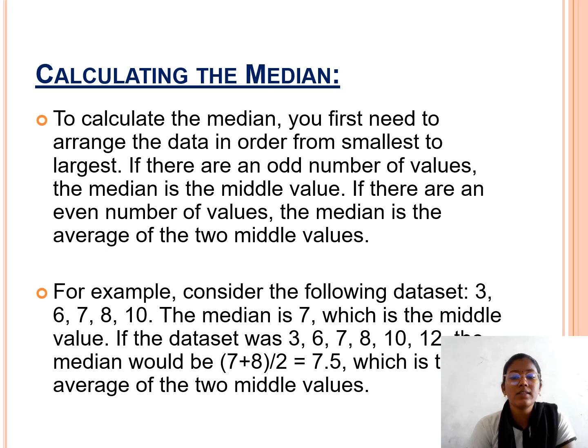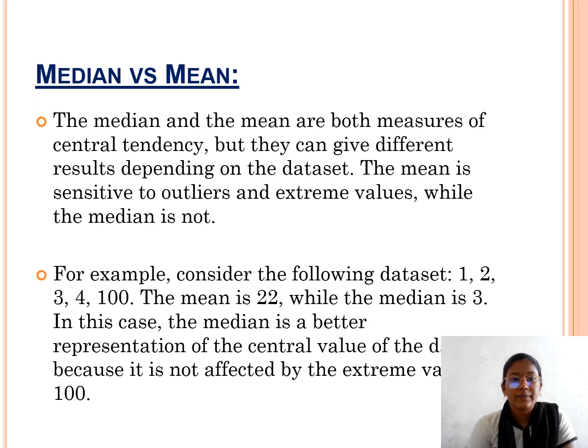For example, consider the following data set: 3, 6, 7, 8, 10. The median value is 7, which is the middle value. If the data set consists of 3, 6, 7, 8, 10, 12, the average of the middle two numbers becomes the median of the data set.